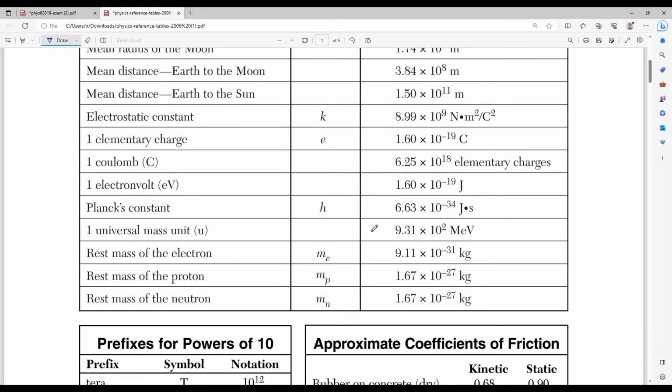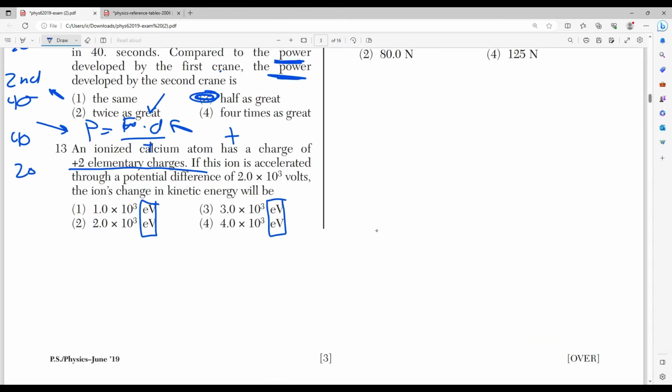So which one of these has a conversion back into electron volts? Well, obviously, this has a conversion back into electron volts, right? It's converting electron volts into energy or joules. So I have an idea that I'm going to need to convert these +2 elementary charges into some joules, right? Now, that's one thing.